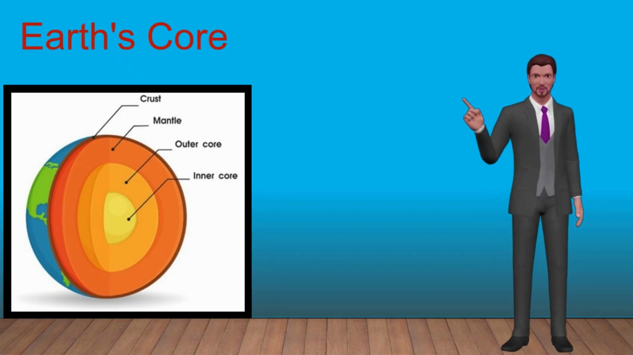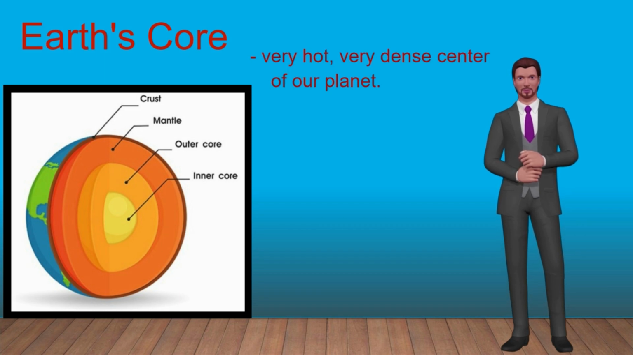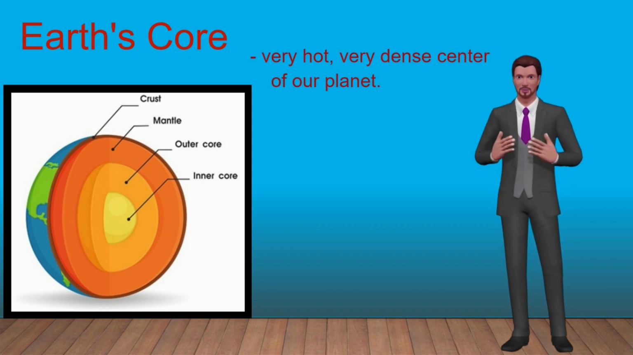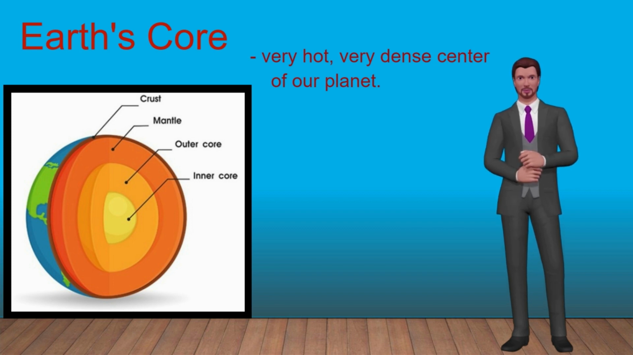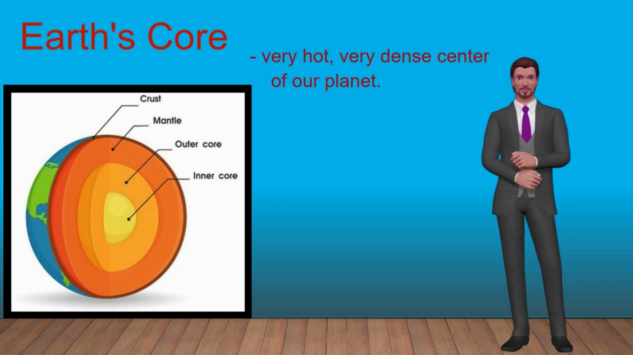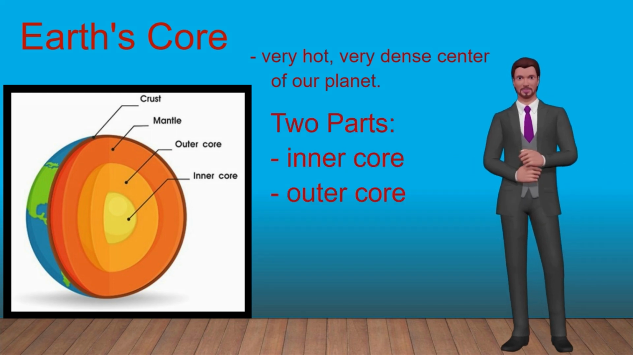The next layer of the Earth is the Earth's core. Earth's core is the very hot, very dense center of our planet. The study of Earth's interior is the most difficult because it is inaccessible. The information about Earth's core is from seismic information and computer models. Earth core has two parts. We have the inner core and the outer core.